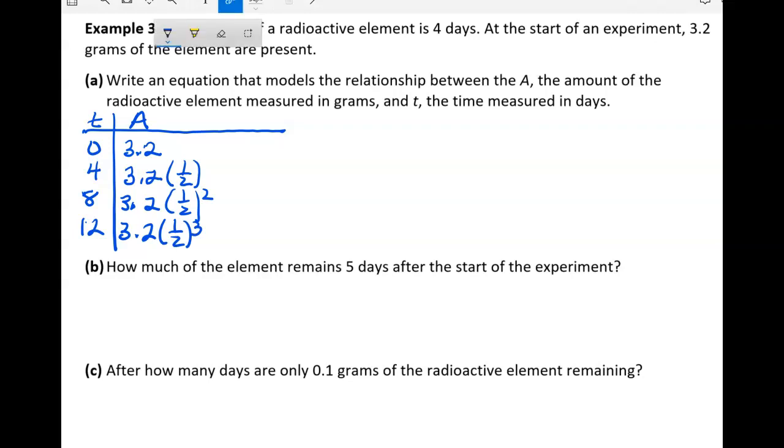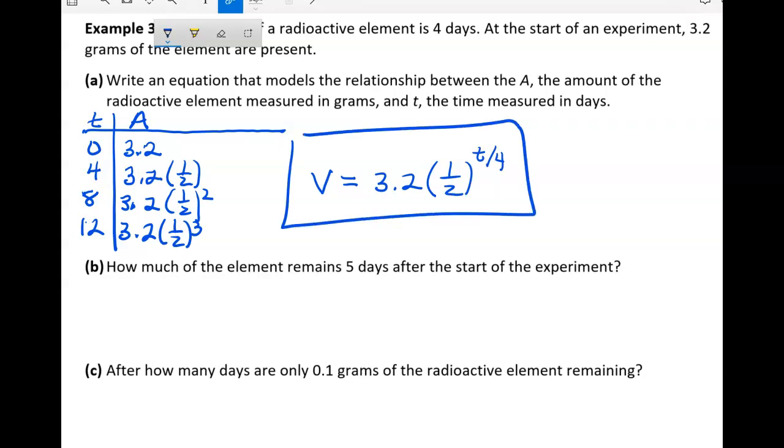So what you'll notice here is that our exponents are smaller than the time values. In fact, they're smaller by a factor of 4. So the exponent is the time value divided by 4. So there's our model that we're going to use.